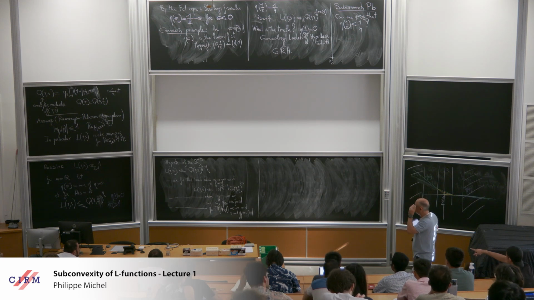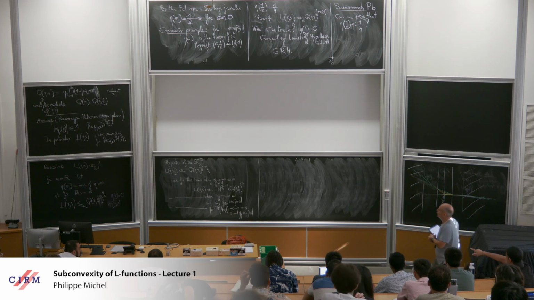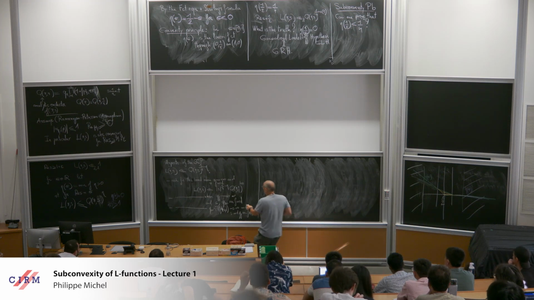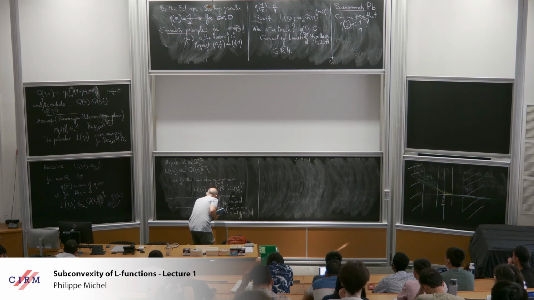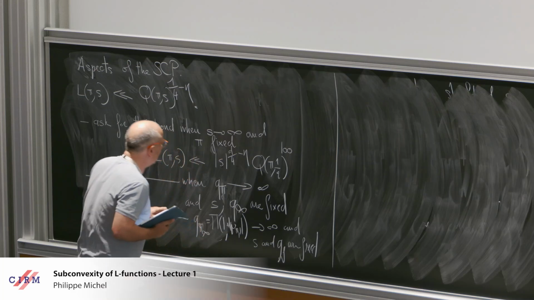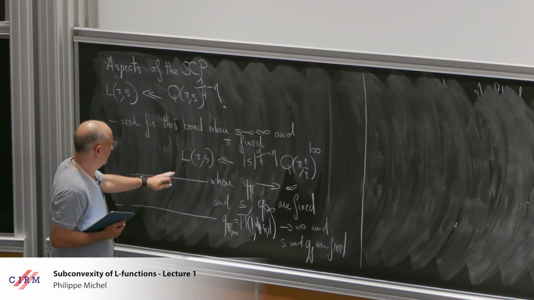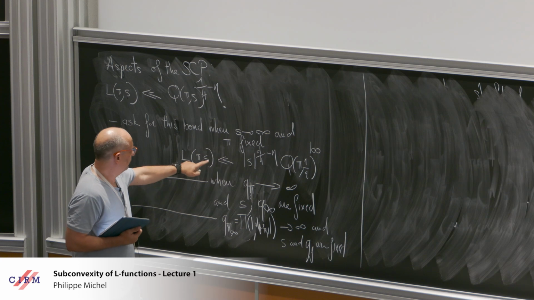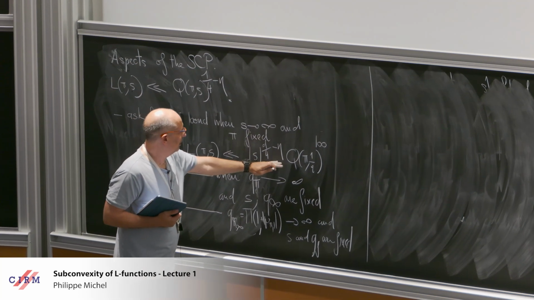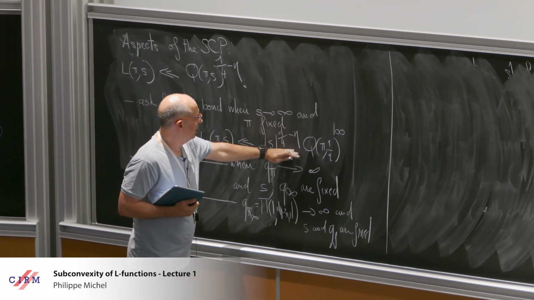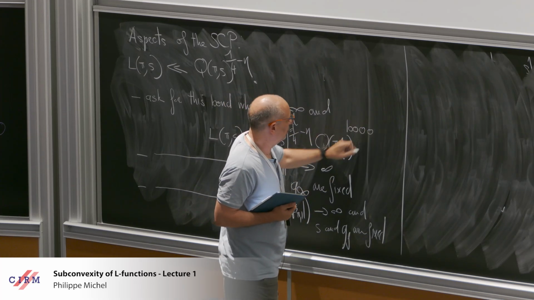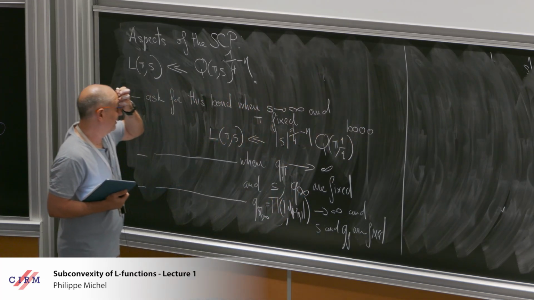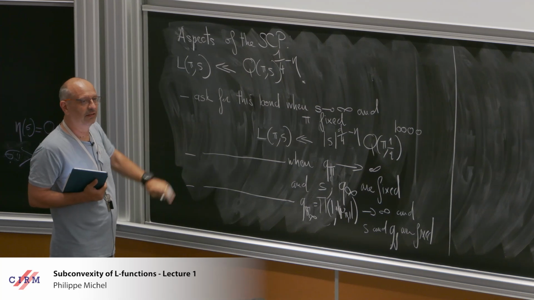What? Oh, sorry, excuse me. Yeah, Q. I wrote it Q pi, and here maybe I should write Q pi infinity. It's 100. I can add one more. It means I don't care. Yeah. Okay.